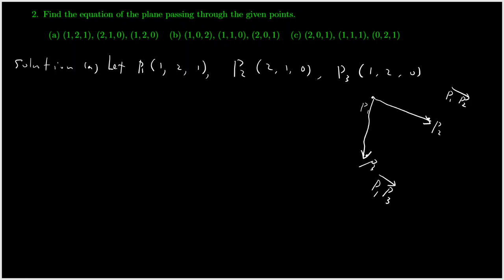What is the direction of the cross product? The cross product of P1, P2 and P1, P3 is a vector perpendicular to the plane. You learned that before. We just mentioned it last week, so not a long time ago.